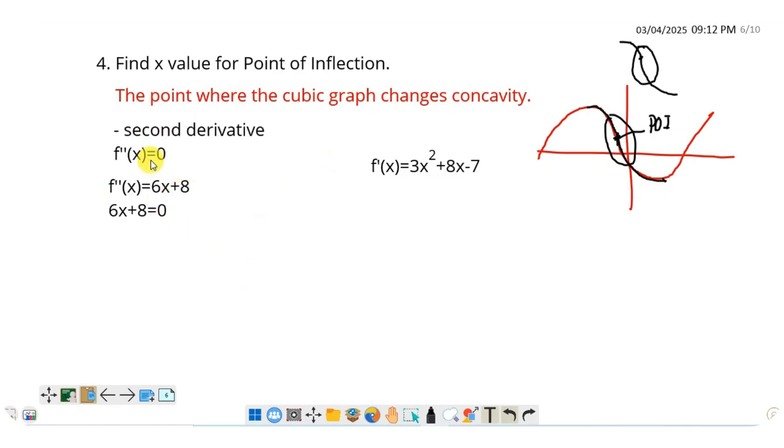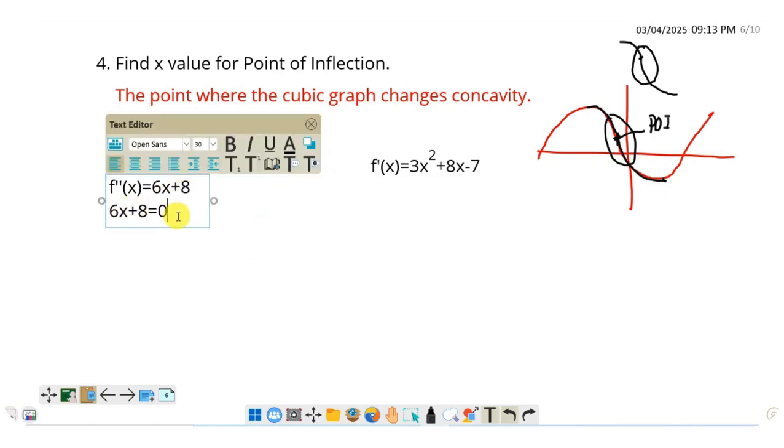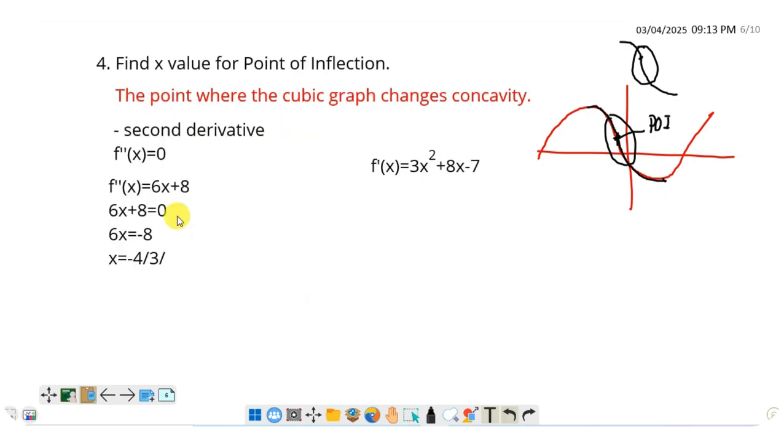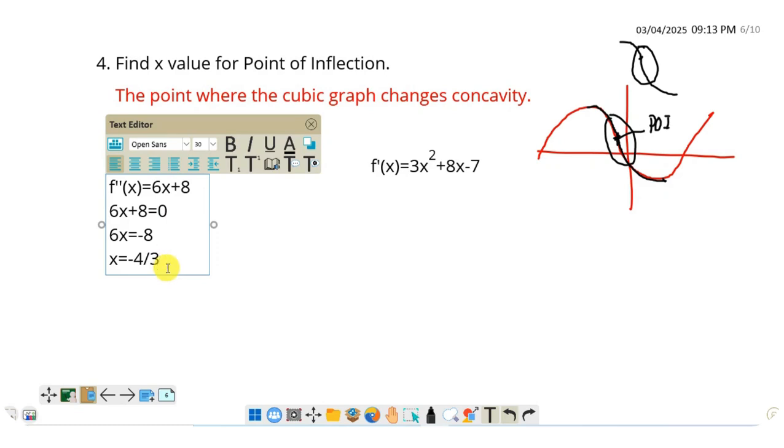You solve for x. When you solve for x, what do you get? You get 6x equals negative 8, right? So x equals negative 8 divided by 6, or negative 4 divided by 3. Okay, so the x value for the point of inflection is negative 4 over 3, which is about negative 1.33.